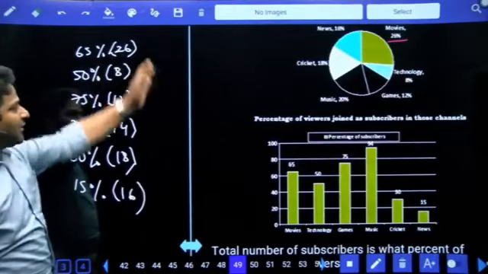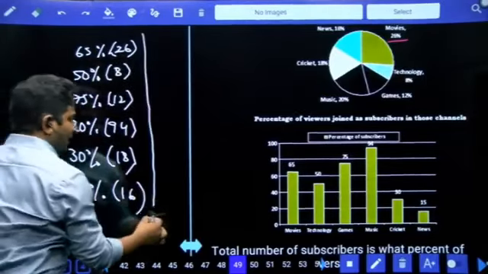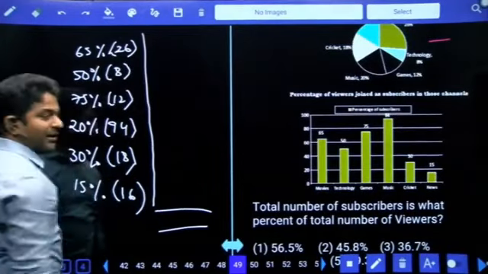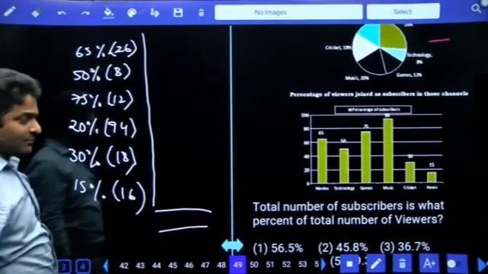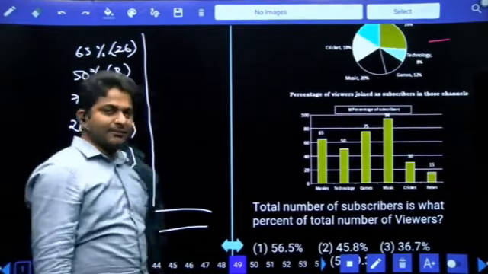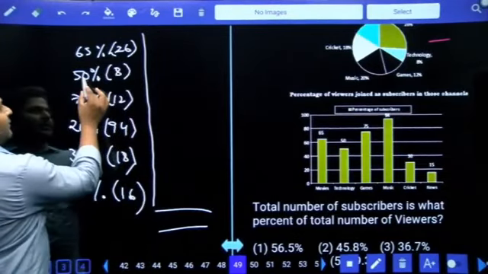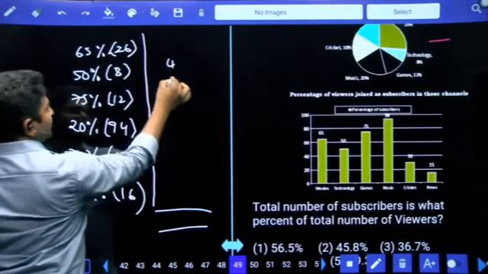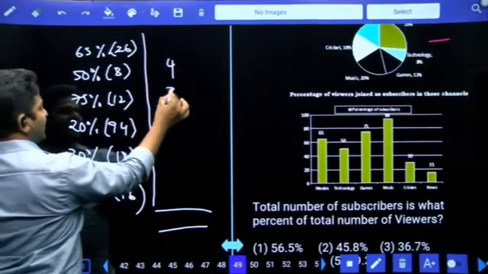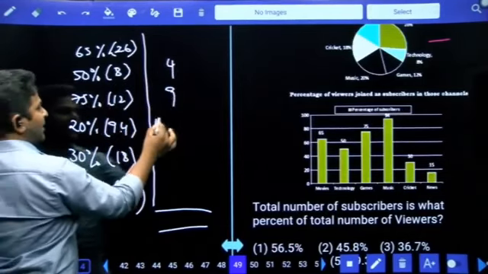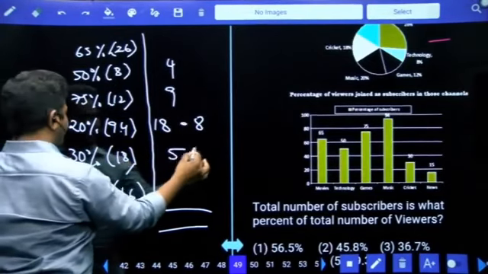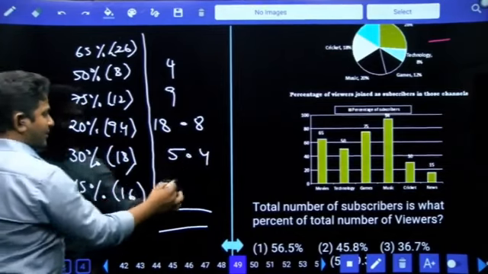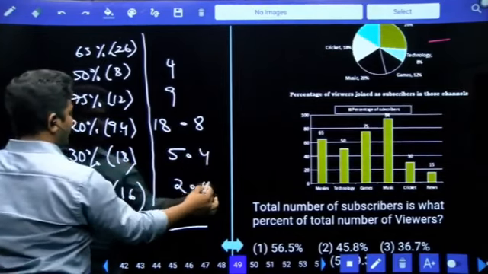We have to convert all the values and then need to take sum of the values. You have to convert it. There is no other option. And then finally you'll get your answer. 50% of 8, that is 4. 75% of 12, that is 9. 20% of this number, 18.8. 30% of this number, 5.4. 15% of this number, 2.4.